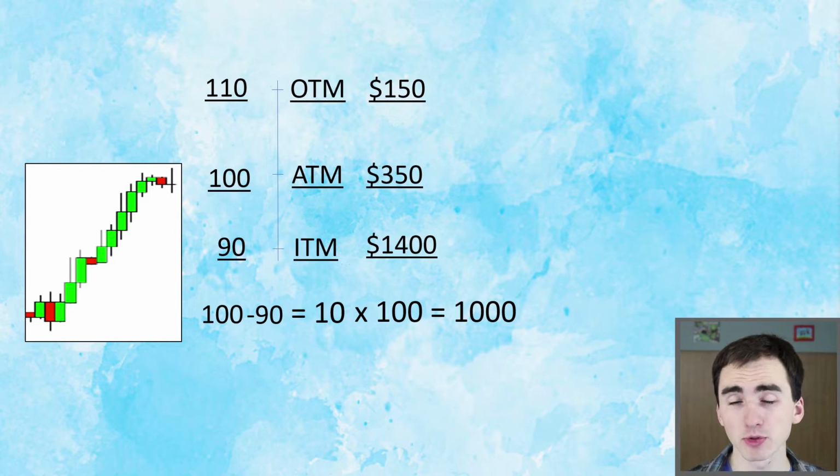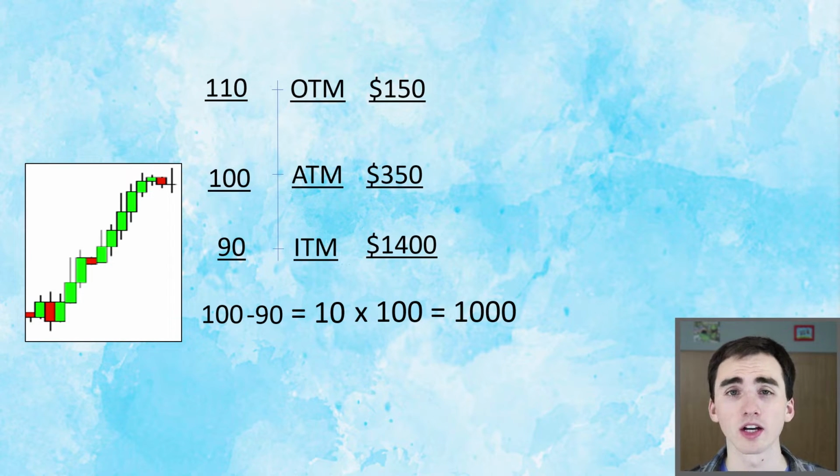A quick example of what the prices on these options might look like: an out of the money option will be very cheap, trading at $150. And then an at the money will be about $350. It'll usually be more than the out of the money options. And then the in the money value will cost even more.